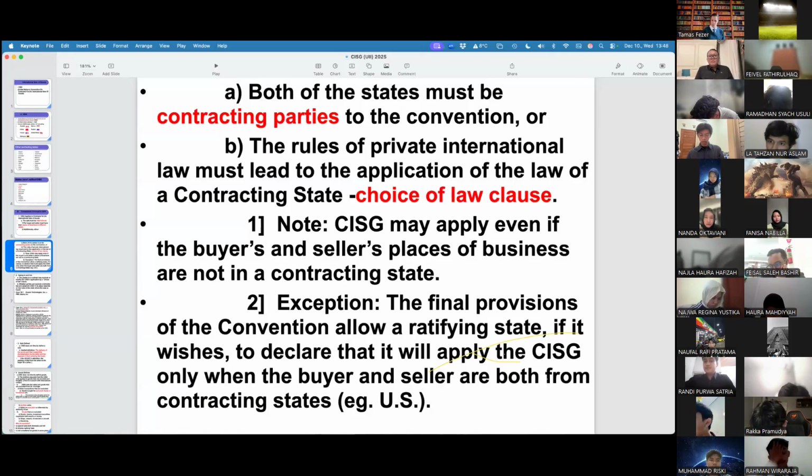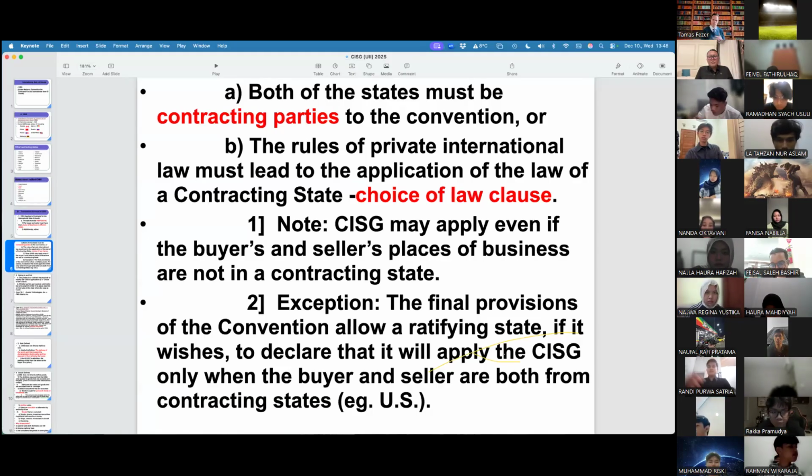However, the second rule, which is an alternative way to establish the scope, is a very tricky one. People often say that this is kind of a backdoor to sneak into the jurisdiction of non-contracting countries, because it can easily happen that an Indonesian business, even if Indonesia never joined the CISG, will be subject to the application of the convention through this second rule. The rules of private international law lead to the application of the law of a member state of the convention.